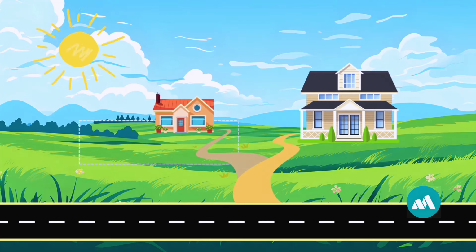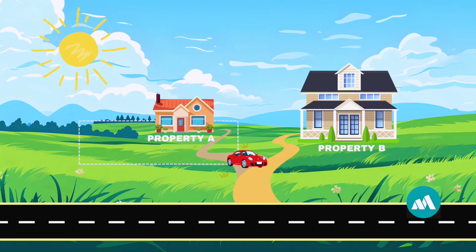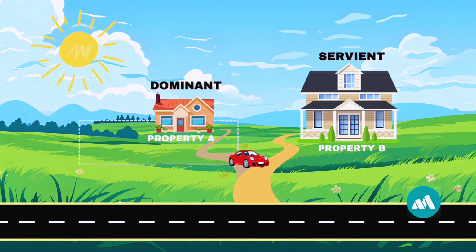Imagine two neighboring properties, property A and property B. If property A needs to use a part of property B's land to access the main road, the arrangement is as follows. Property B is the servient property because it bears the burden of the driveway easement. Property A is then the dominant property because it benefits from the use of the driveway on property B.